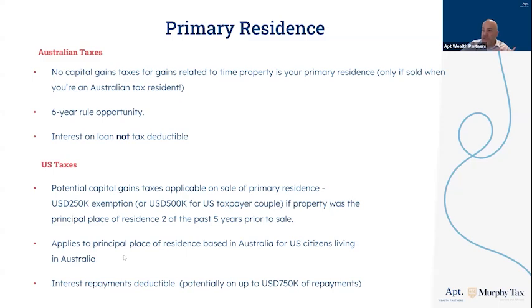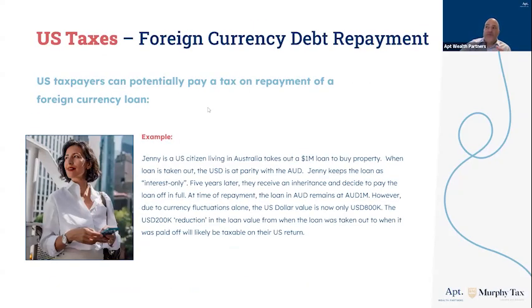The interest may be deductible to you up to $750,000 of the loan. So interest against $750,000 of loan. But the important point is that Australia doesn't recognise that. So under your Australian tax return, you won't get that deduction.